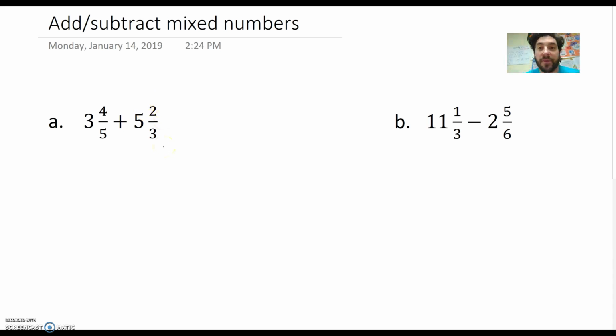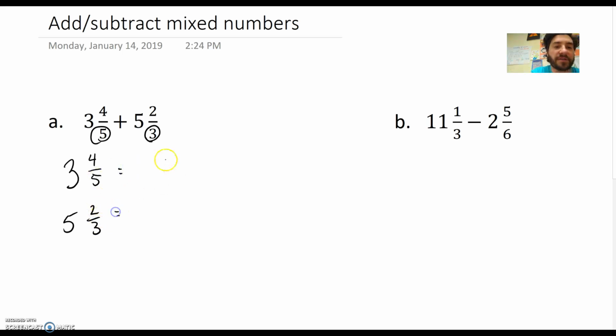What I want to do first is add them together, so let's find common denominators for the fraction part here. So fifths and thirds. I like lining them up vertically, so I'm going to take 3 4/5 and 5 2/3, and I'm going to try to find a common denominator between the fifths and the thirds.